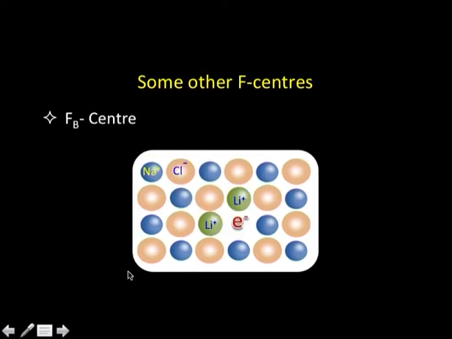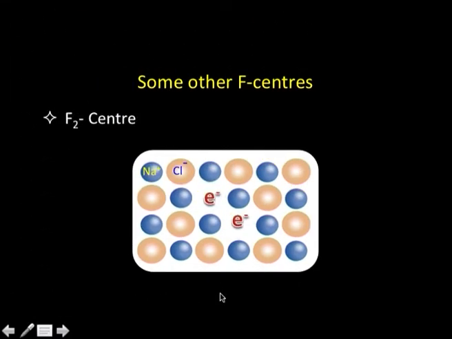Another possibility is the FB center. We may have a situation where there is an electron trapped in an anion vacancy, and two neighboring cation positions are occupied by a different alkali metal ion, lithium ions in place of sodium ions over there.